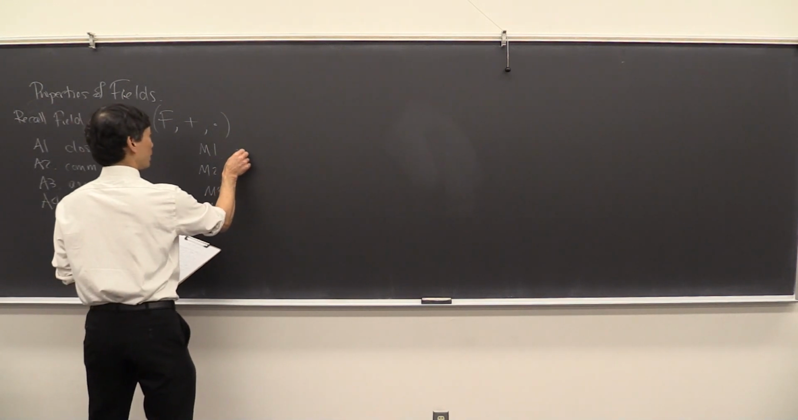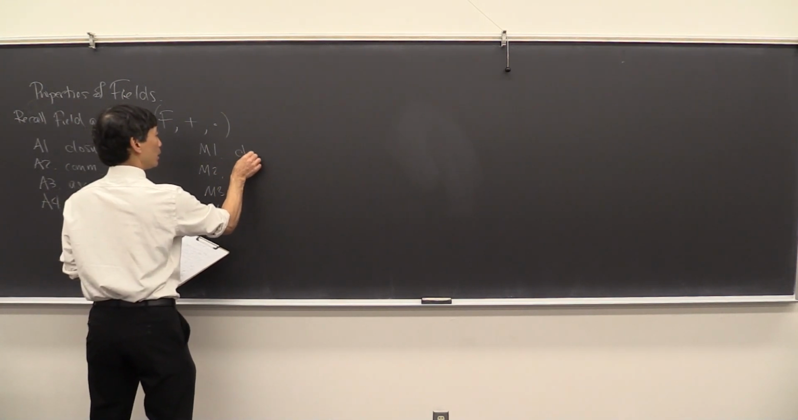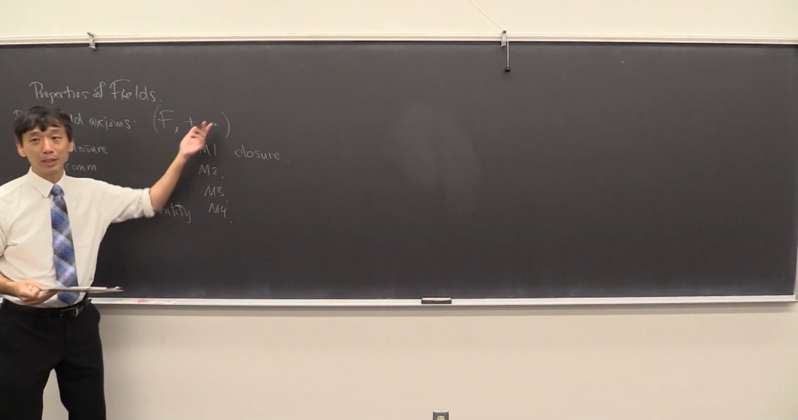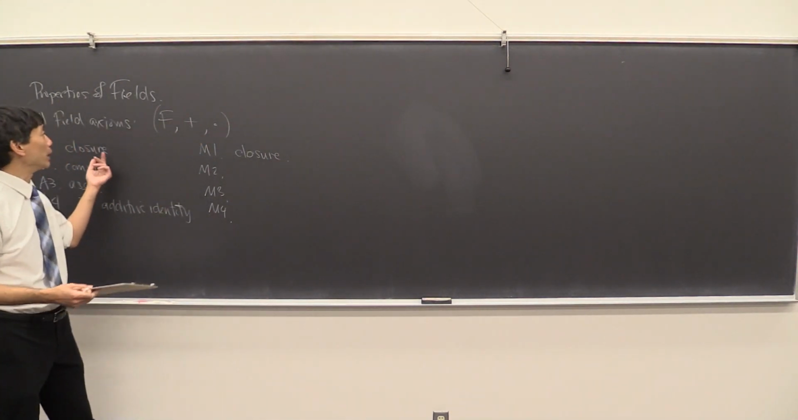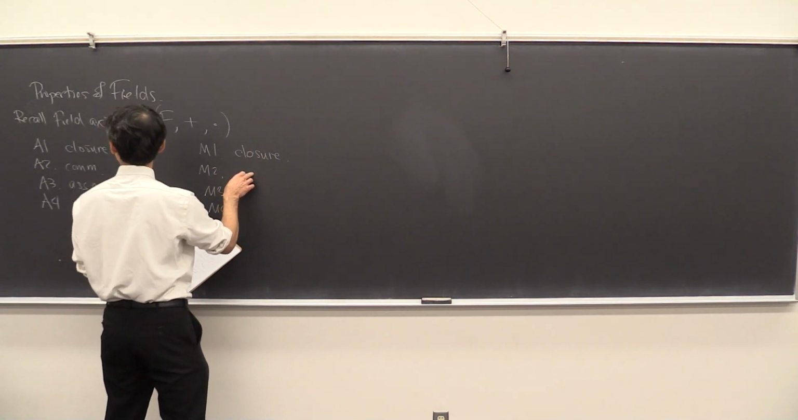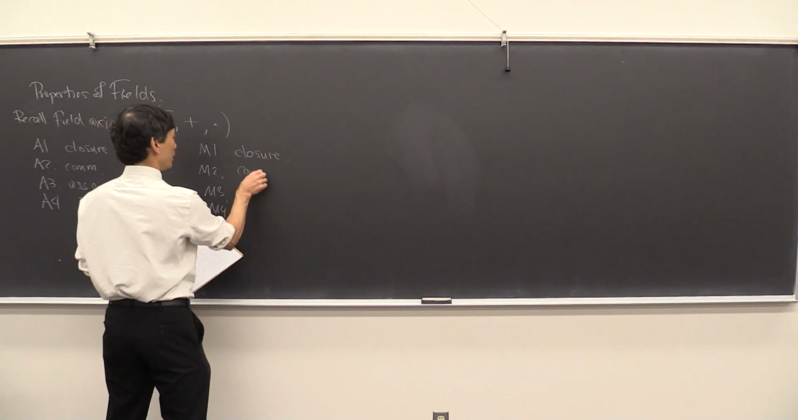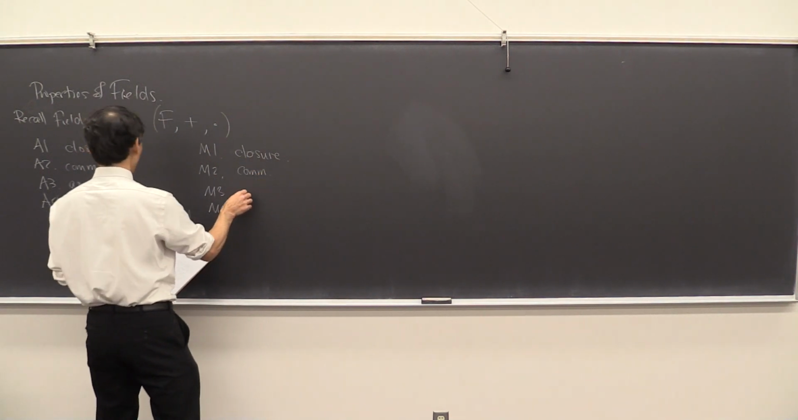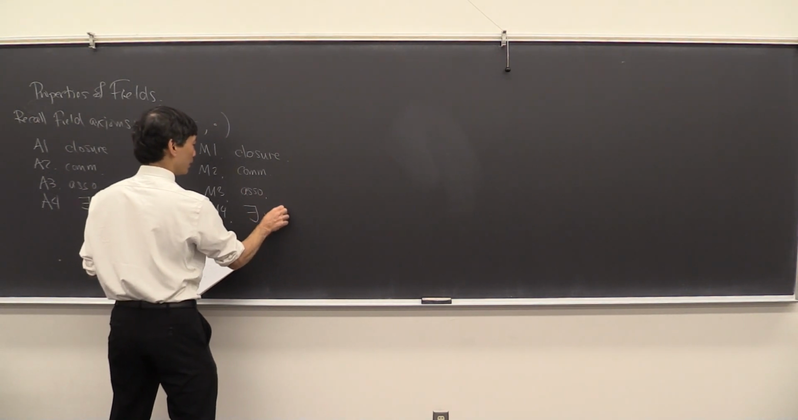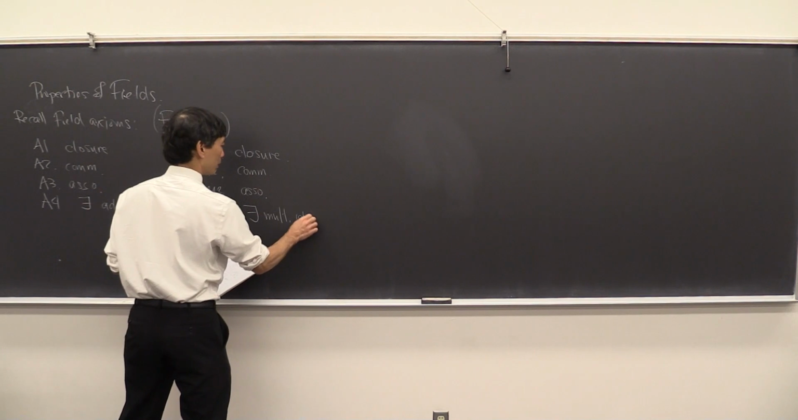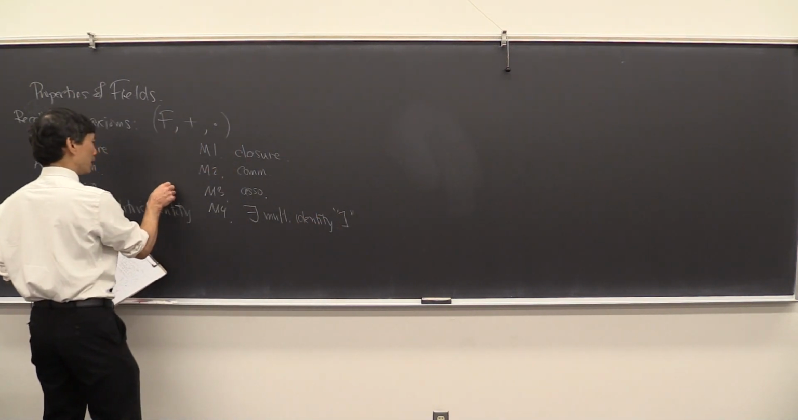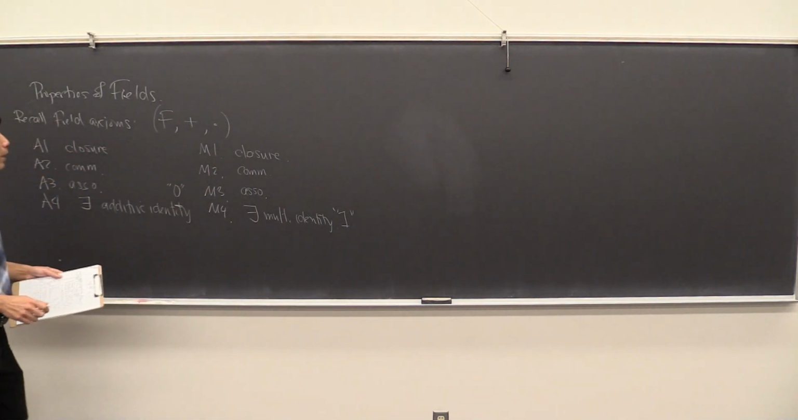It has to be closed under multiplication. You don't want to multiply two things and get something that's not in your field. Multiplication must be commutative, multiplication must be associative, and there must be a multiplicative identity, which is normally called 1, just like the additive identity is normally called 0.